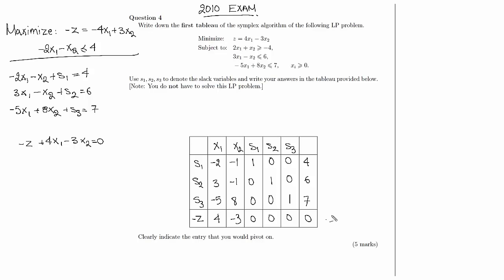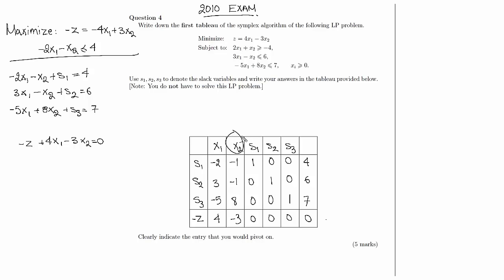Now, to find which entry we will pivot on, we need to look at the last row and find out which one is the biggest negative entry. Since we have only one negative entry, this is the column that we will pivot on, and this means that x2 is our entering basic variable.